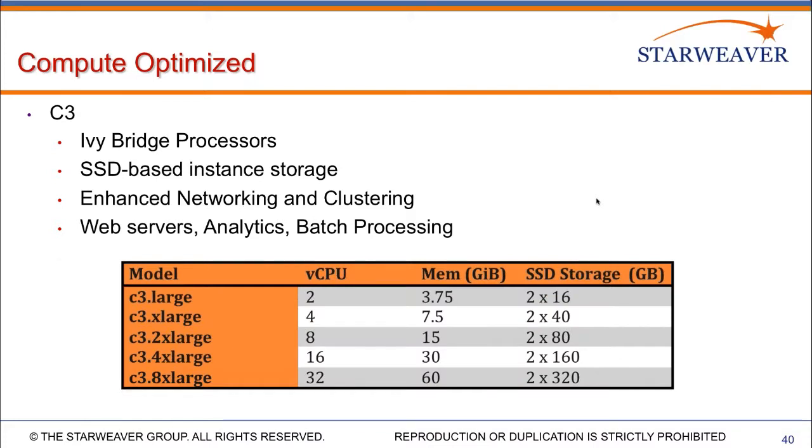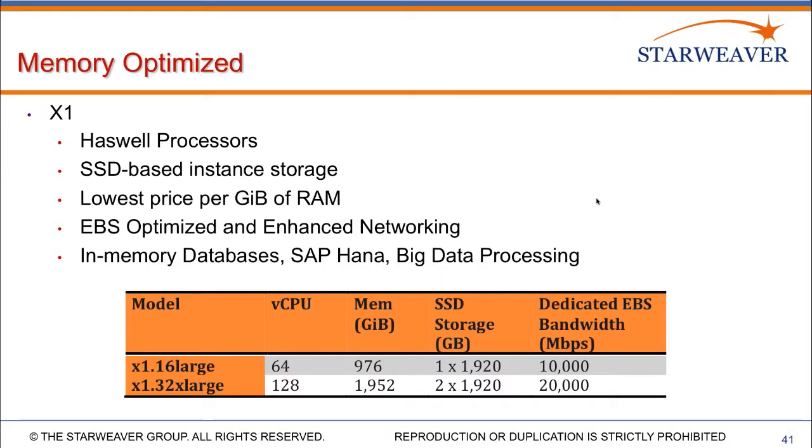Okay, the C3s are still out there. They're a generation back, also Ivy Bridge processors, but these have local instance storage. That's their main difference. The processors are a little older, but they do come with local instance storage. Okay. Now we've got a really high performing instance, a very expensive instance.